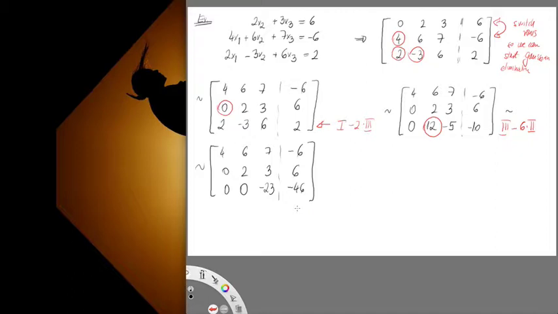So what am I going to do to actually get a solution to this? So you solve the third line first, and then substitute into the second. So this is the easiest one to work with. So my x3 is 2.